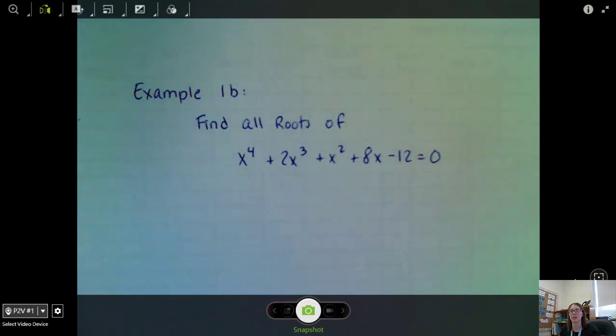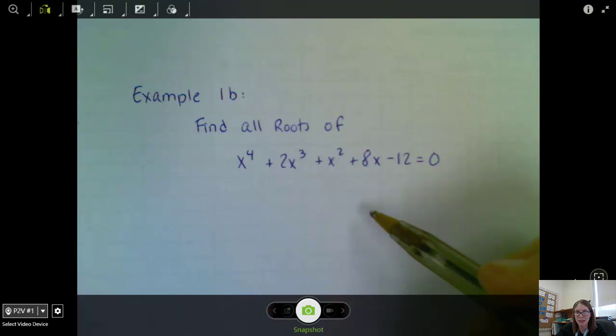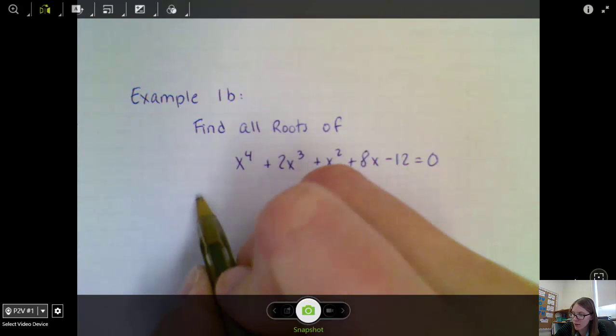I noticed a couple things here. The first thing I notice is that my degree is 4, which tells us, with our fundamental theorem of algebra, we have 4 roots we're looking for. Now, I also notice I have 5 terms. We don't know any way to solve or to factor something with 5 terms. Factoring by grouping, we need an even number, so that's not going to work. Let's go straight to our rational root theorem then.